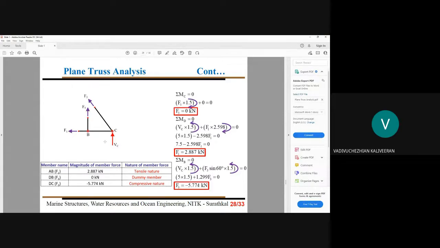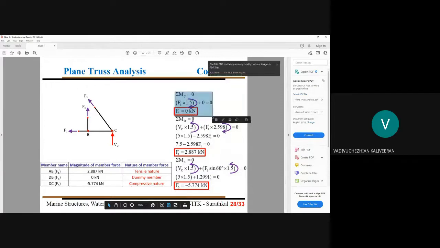So now we are just arriving at this portion. Next, taking moment about this point, MB. Please see only this equation and this equation. Those are related to this part. After that, I will explain why we are using this part.